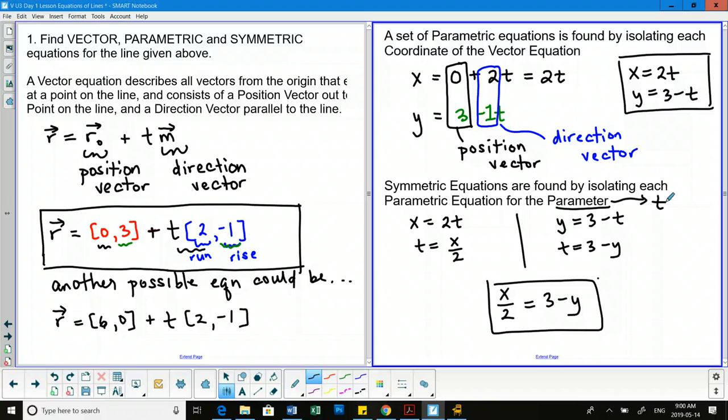Would it still be parametric if, say, you use the symmetric? I mean, we technically could, but we don't usually do that unless we're using it to solve for something in particular. But yeah, we'll usually keep it separate on each side.